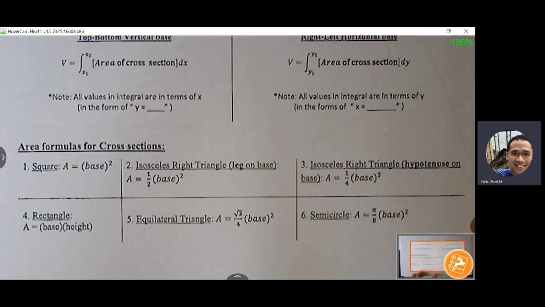Equilateral triangle is √3/4. Maybe a way to think about it: I think of equilateral as 3 equal side lengths, so that reminds me to put a 3 up there. And then semicircle, we know there's pi involved, so pi/8. So as long as you know base squared, it's just the coefficients you have to adjust to. And then rectangle is just base times height, but you already know that, so you don't have to worry about rememorizing that. Okay. All right, let's go to number 1.